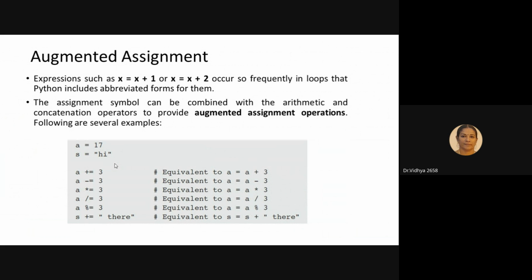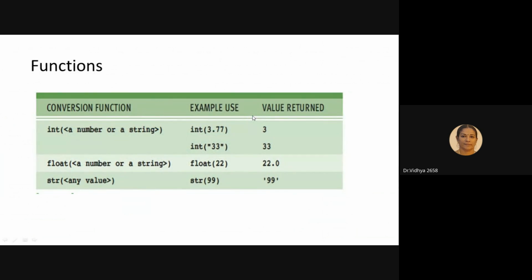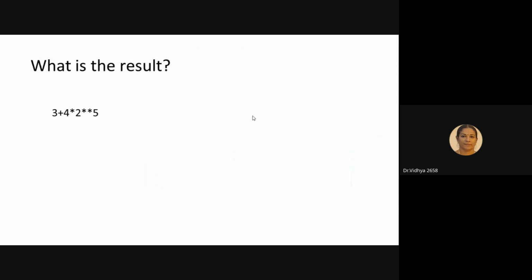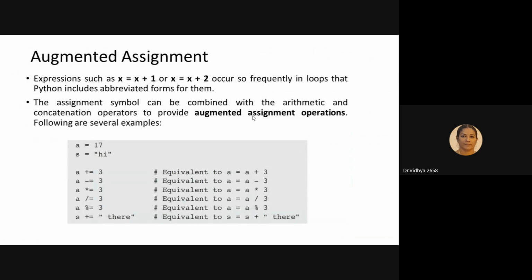So frequently in loops that Python includes abbreviated forms for them. The assignment symbol can be combined with the arithmetic and concatenation operators to provide augmented assignment operations. So we can get the augmented assignment operation with the help of these augmented assignment operators. Here in this example, a equal to 7. Similarly, a plus equal to 3 means a equal to a plus 3.